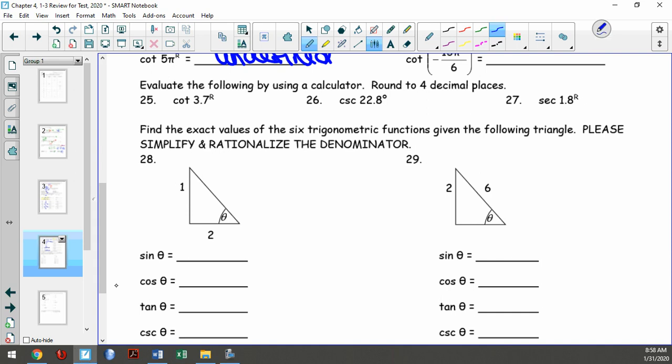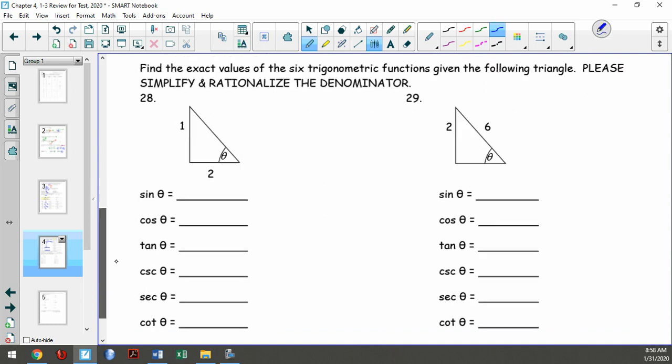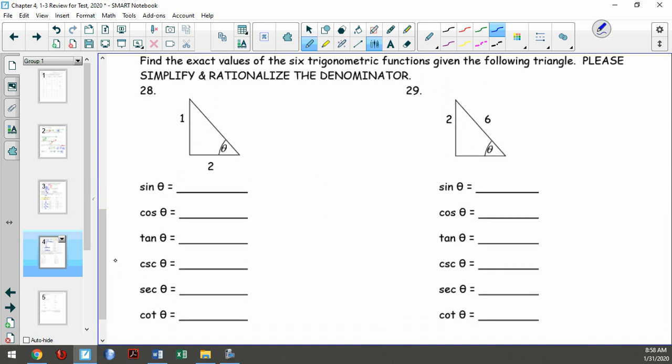Evaluate the following by using a calculator, rounding to 4 decimal places. You have to be in radian mode here, 26 is degree mode, and then 27 is radian mode. That r to the r power means that it is a radian. Do we all understand that? So that's just a simple plug and chug in the calculator. All right, 28 through 29.